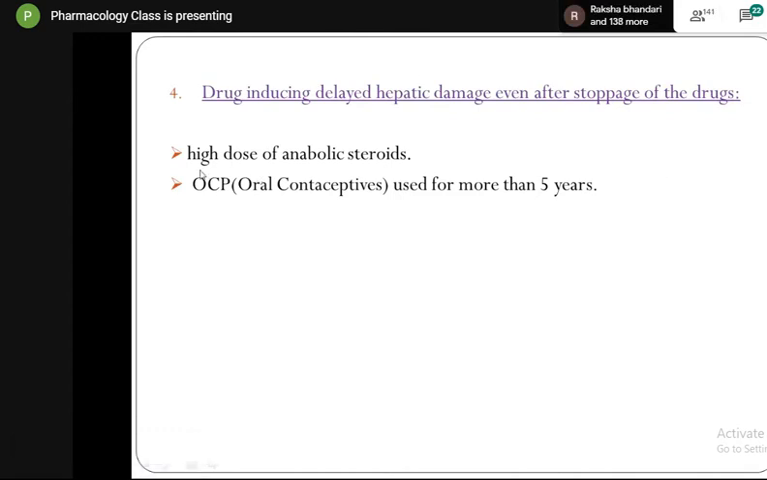Okay, they are your high dose of anabolic steroids. These anabolic steroids are again your reproductive drugs, which are kind of drugs of abuse also, mainly used by athletes for high performance. So this falls under your reproductive group of drugs. And also oral contraceptive pills used for more than 5 years can also cause hepatotoxic effects. So you see, the hepatotoxic drugs are not only in one category, they can be there in different categories also.